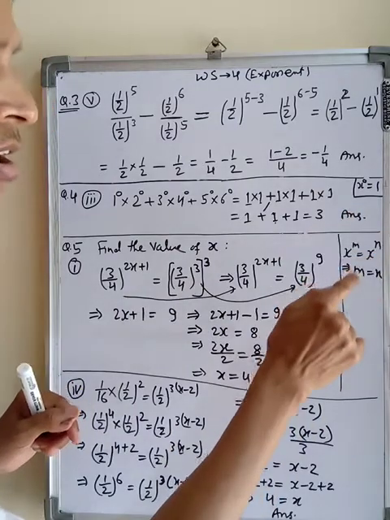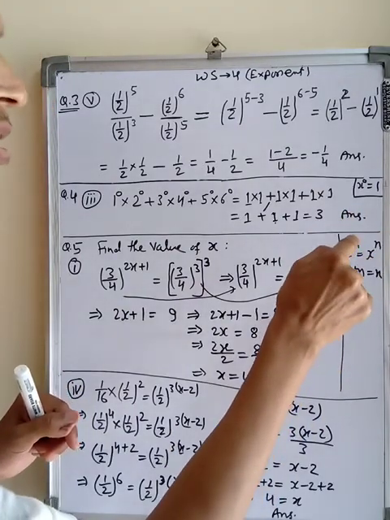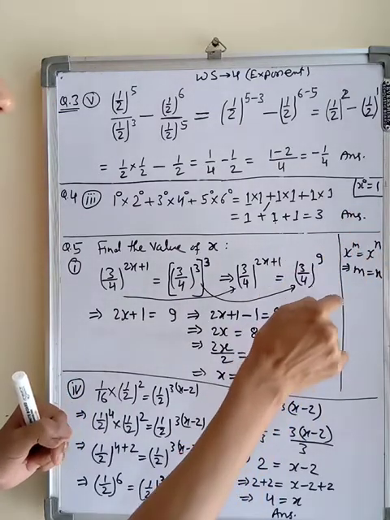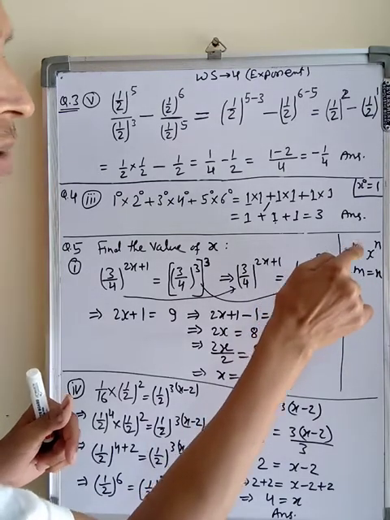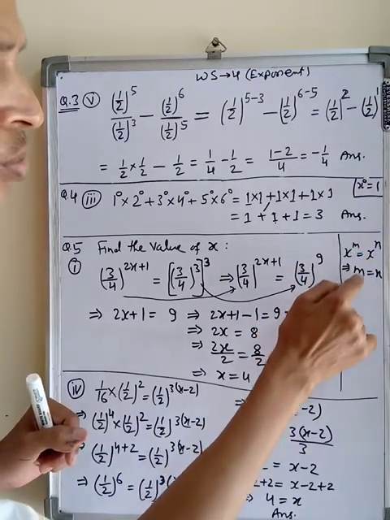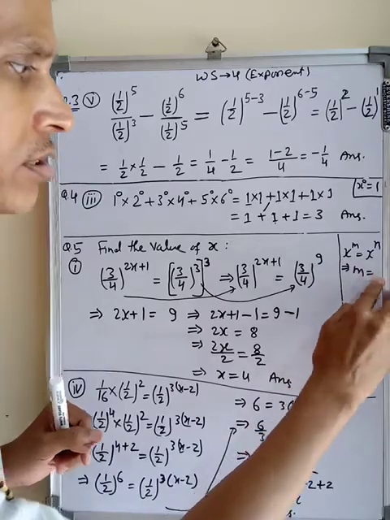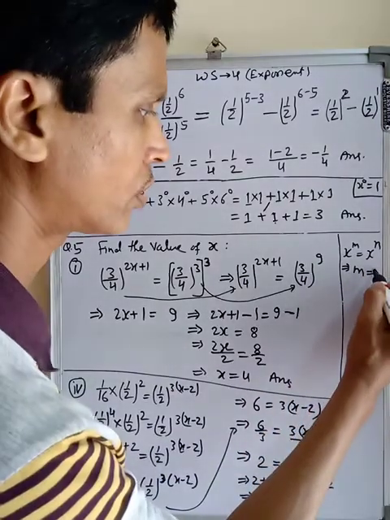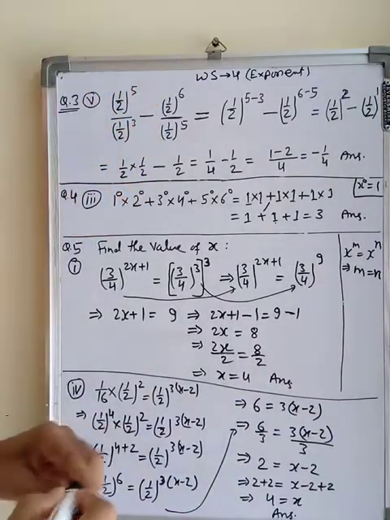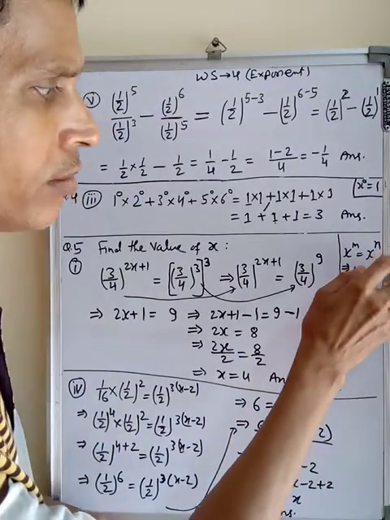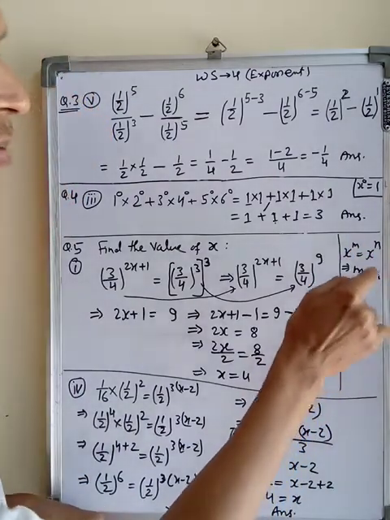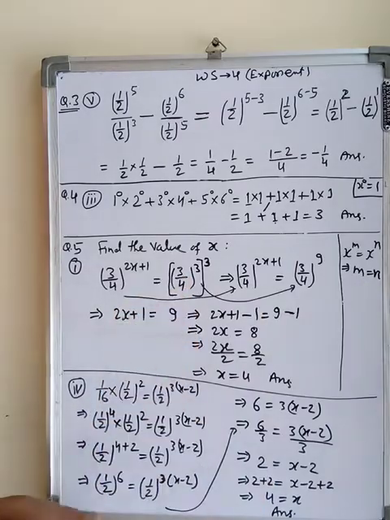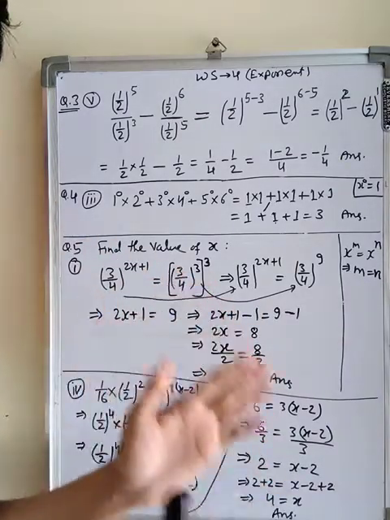For this the main concept is this, which is not given in your book. This is the law of exponent which is not given in your book. x to the power m is equal to x to the power n, then m is equal to n. So what is the law? If the bases are same, then their powers will be same. We will apply this concept here.